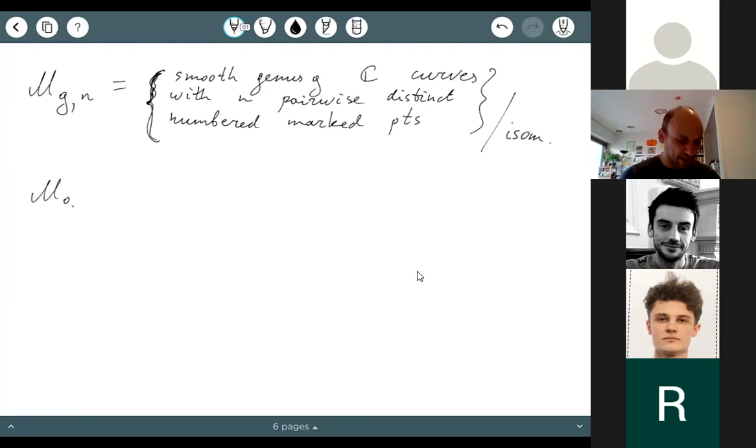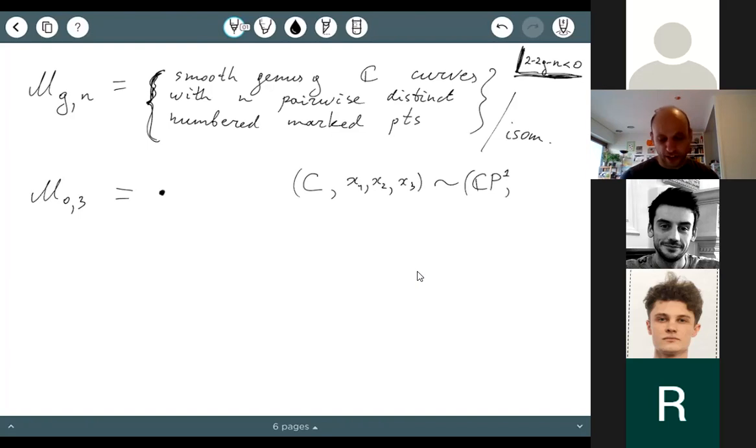So the first example is M_{0,3}, that is just a point. Maybe I should write 2g minus 2 plus n. The Euler characteristic of the curve with n punctures should be negative. Otherwise, there is no moduli space. So for genus zero, we have to have at least three marked points. And then the moduli space is just a point, because any genus zero curve with three marked points x1, x2, x3 is isomorphic to CP1, the complex projective line. And you can always bring the three marked points to 0, 1, and infinity in a unique way. There is a unique automorphism of CP1 that brings any three given points to 0, 1, and infinity.